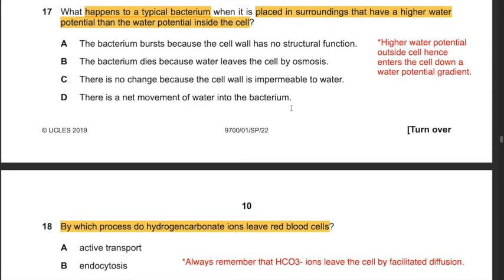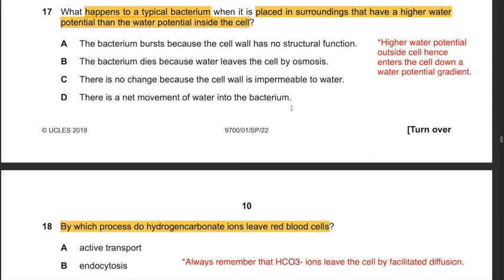The bacterium does not burst, because a typical bacterium has a cell wall, and cell walls don't allow bursting. Therefore, A is incorrect. B. The bacterium dies because water leaves the cell. That is incorrect, because water doesn't leave the cell. Water rather enters the cell.